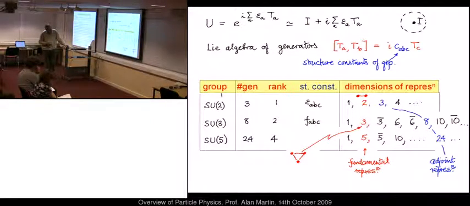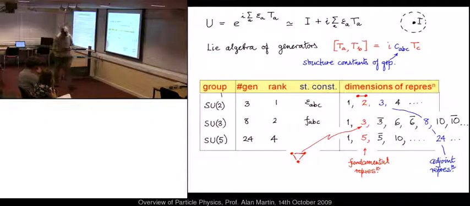This is just the most fundamental one. This is just the doublet, and those are the eigenvalues of T3. Just remember that in the rotation group, this doublet would have T3 equal to plus a half or minus a half if we're doing angular momentum. And so I've just plotted it along the T3 axis.